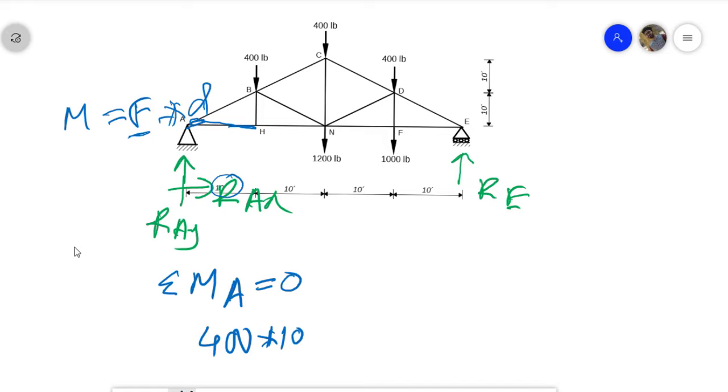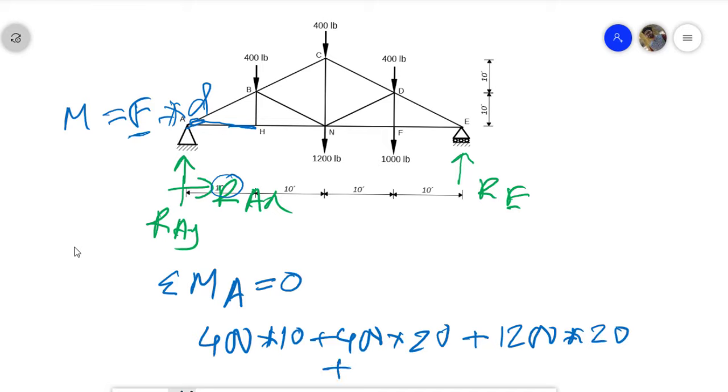Now, if I calculate the moment for the 400 pound force acting at point C, the magnitude of the force is 400, but the distance is 20 feet, so I can write 400 into 20. And for this 1200, that is plus 1200 into 20 again, because 400 and 1200 are acting in the same line. And this is 400 again, and this is 1000. So that will be 400 into the distance. The distance is now 10, 10, 20, 20 and 10, 30, and the same thing for 1000 into 30.